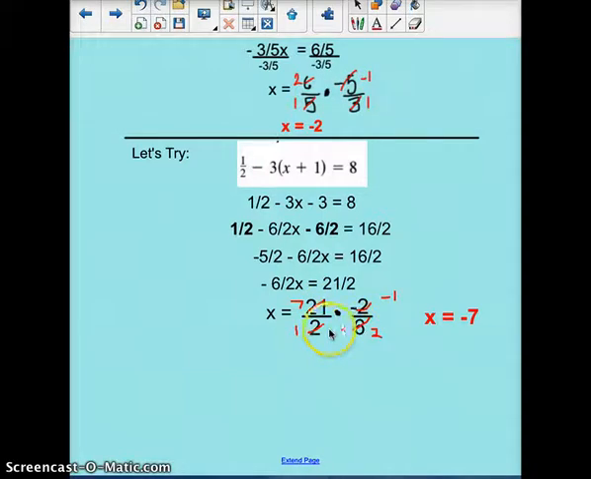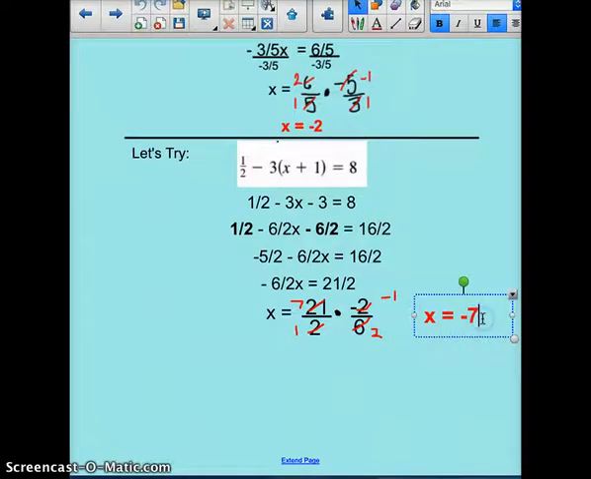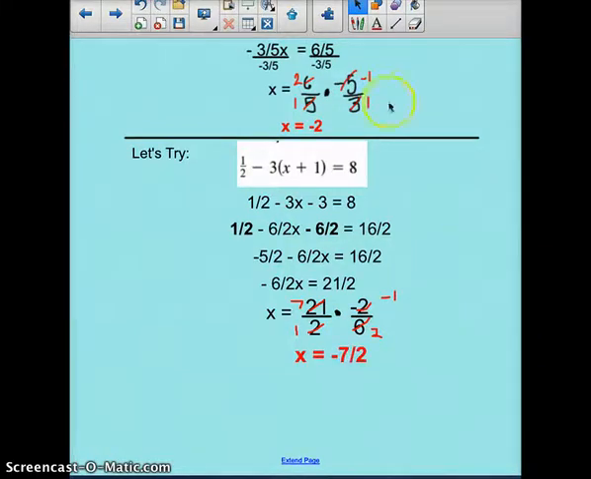Again, I can cross cancel. 2 goes into 2 once, 2 goes into -2, -1 time. 21 and 6 can both be cross-canceled by 3. 6 divided by 3 is 2, and 21 divided by 3 is 7. If I multiply straight across, I get 7 times -1 is -7, and 1 times 2 is 2, so I get -7/2 as my final answer. And I can leave it just like that.